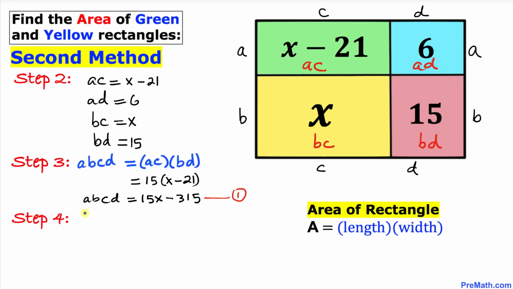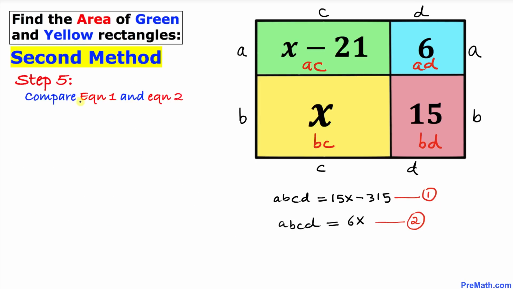Now in this next step, once again I'm going to write A, B, C, D, and I'm going to rearrange it as AD and BC. I can write AD times BC, and here in our case AD is 6 and BC is x. So let's replace the values. I can write 6 times x, and on this side it's ABCD, and I'm going to call this equation number 2.